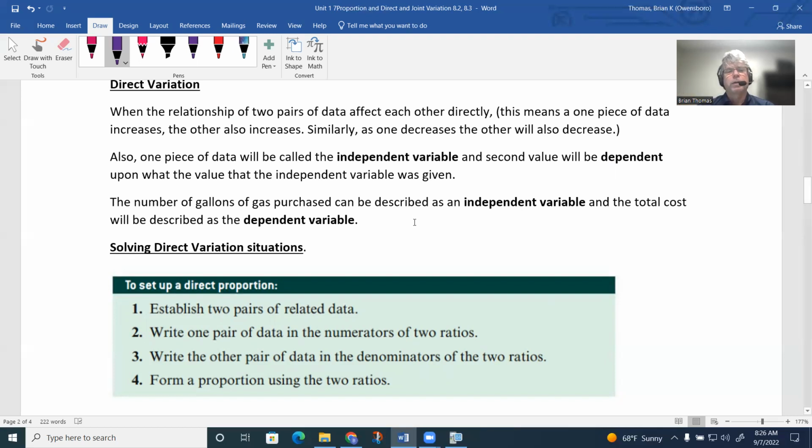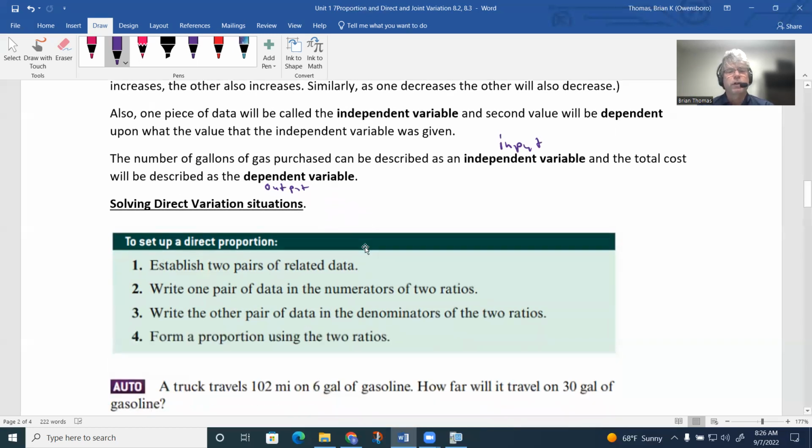So the number of gallons purchased is considered the independent variable, and your total cost is described as the dependent variable. So usually the independent variable is what you're starting with. It's usually described as the input, what you're beginning with. The dependent variable is your output, or your result, if you will, your outcome.